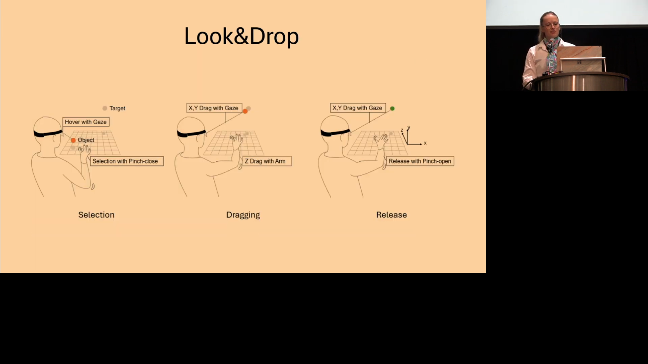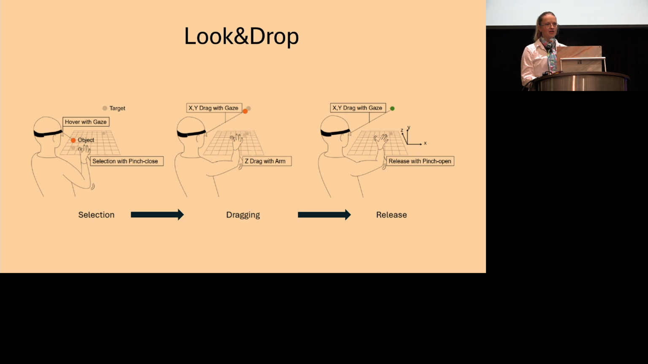So we've tried to improve the technique so that it's less fatiguing for the user. Our concept is called look and drop, and we can split up the drag and drop process into three different phases: selection, dragging, and release. So the selection works like gaze and pinch. You look at your object of interest and do a pinch gesture. Now the dragging starts immediately.